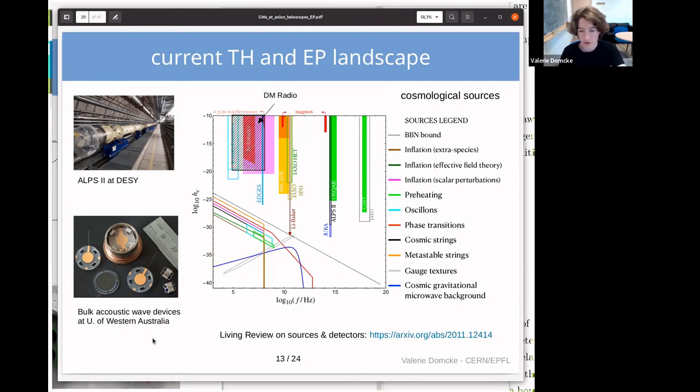And there's also, I should have put a reference, but there are some very interesting works out on this already. The empty boxes are proposed experiments, whereas the filled boxes are actually existing experiments. So these bulk acoustic wave devices really have a bound, and it's on the order of 10 to minus 20. So this is definitely an interesting regime.